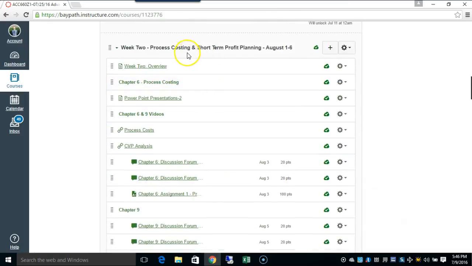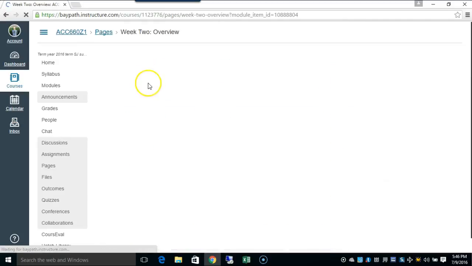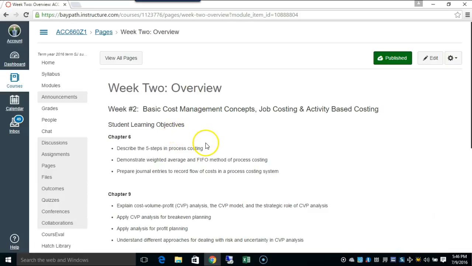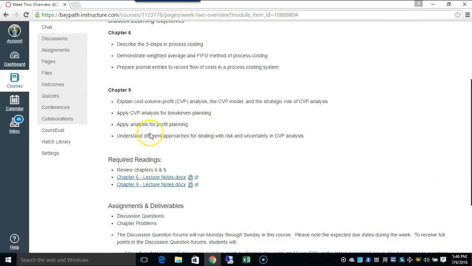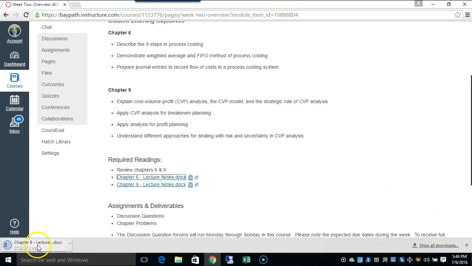Week 2, process costing and short-term profit planning. This is essentially cost volume profit analysis, contribution margins, and process costing. So again, you click on your week overview and give yourself a review of what you're going to learn and what you're up against for the week. Look at your lecture notes.